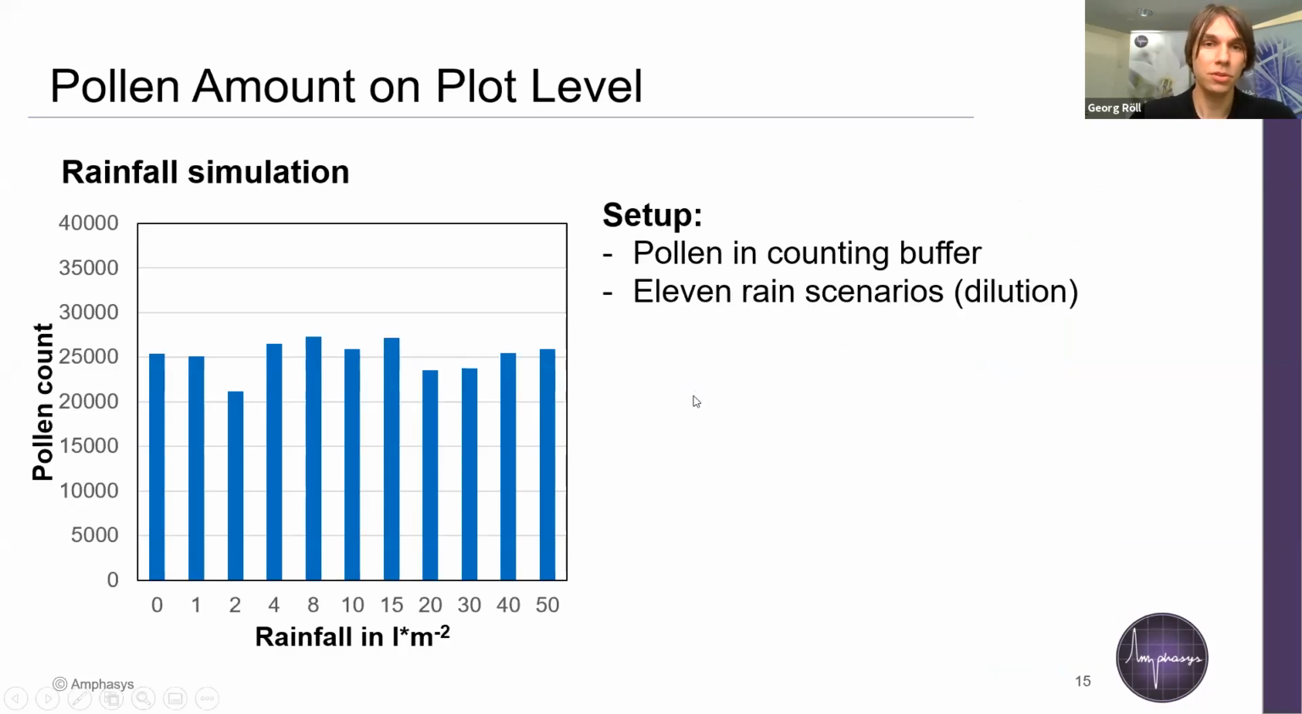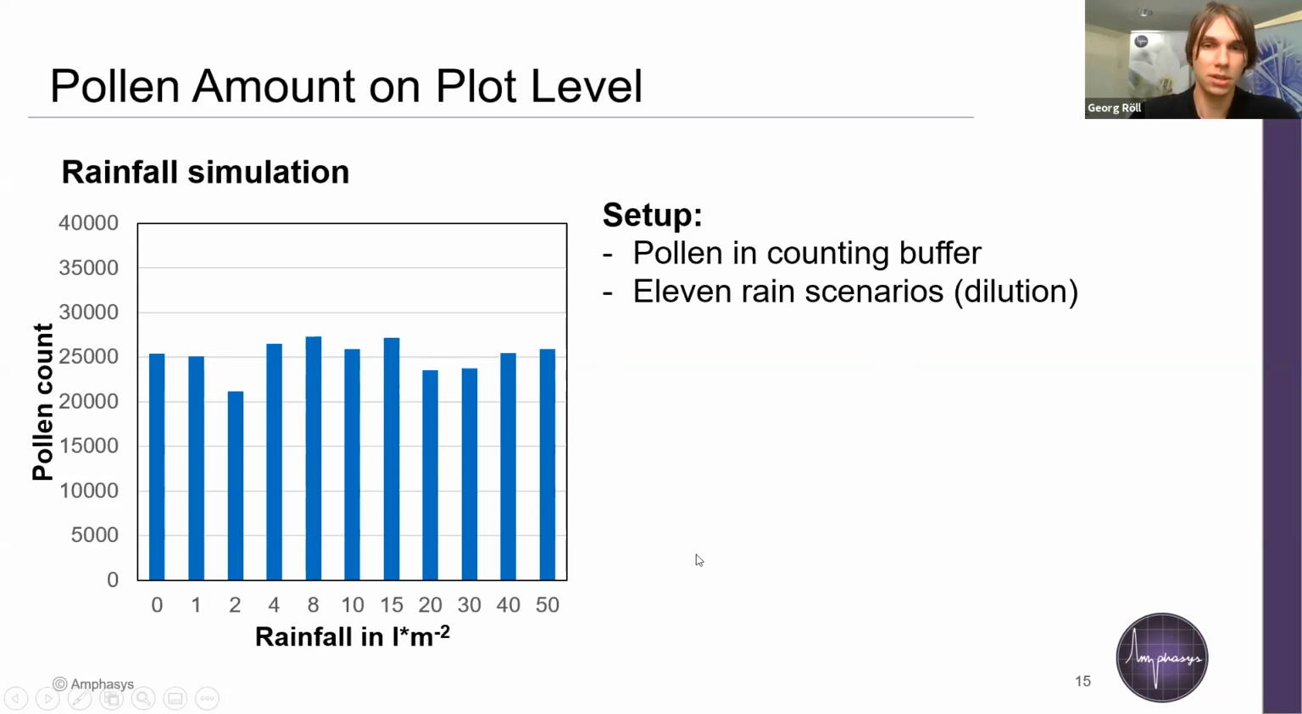And maybe some of you already asked yourself, what about rain? Yeah, in the field rain occurs, of course. And therefore we checked what's the influence of rain in the pollen traps. So we performed a rainfall simulation, where we suspended the pollen in a buffer. We added rainwater to that buffer by dilution.